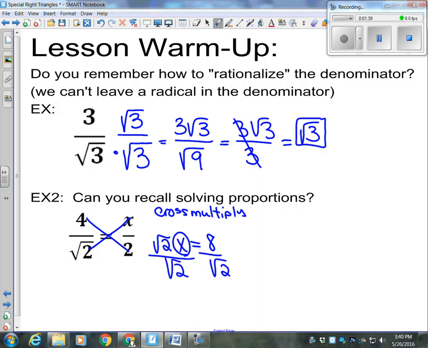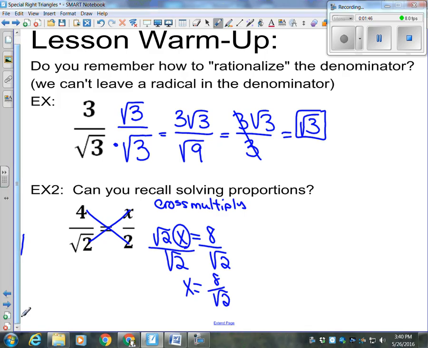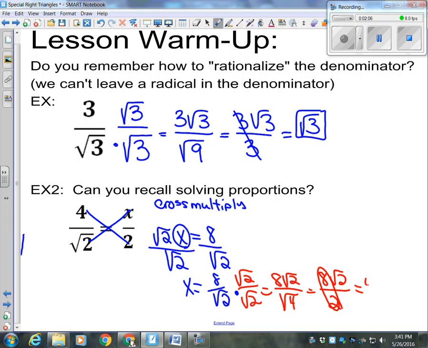And lo and behold, this time I actually end up with a square root in the denominator. I'm going to have to rationalize that answer. The easiest way to do it would be to multiply by another square root of 2. So if you multiply the numerator and the denominator by square root of 2, you get 8 square root of 2 over the square root of 4, which of course is just a 2. Now, the 8 on the outside and the 2 can be reduced, and the final answer is 4 square root of 2. So just a quick refresher on radicals and solving proportions.